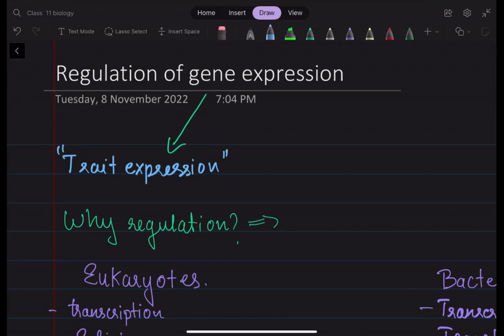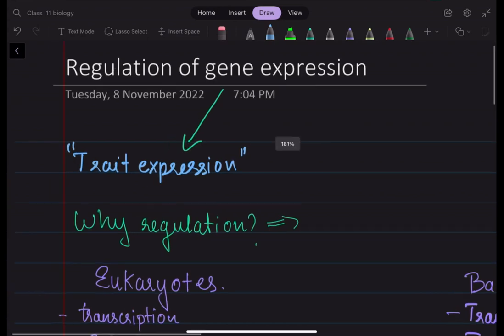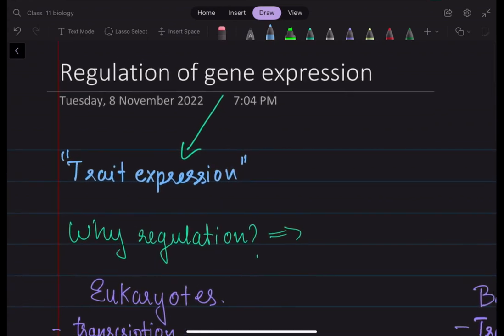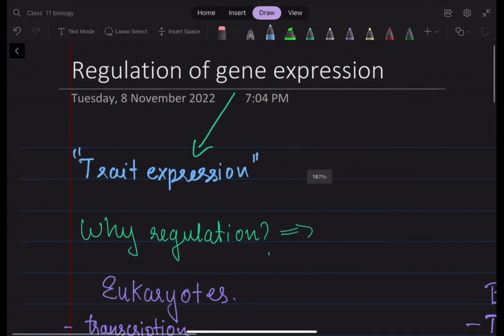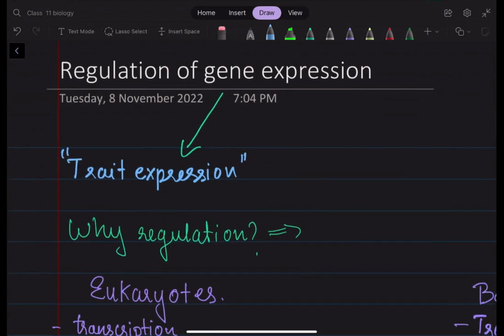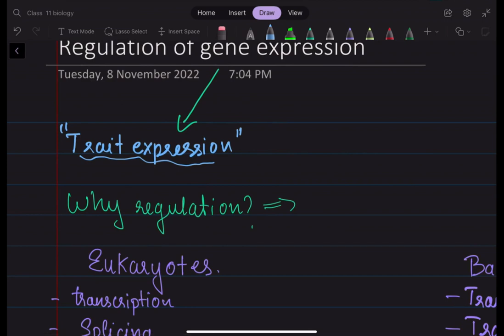Hello everyone. In the previous video, we learned about translation, and in this video, we'll be learning about the regulation of gene expression. So, what exactly is gene expression? Gene expression refers to the trait expression. So, a particular gene codes for a character or a particular trait. So, whenever the trait or the character is being expressed, that is our trait expression.